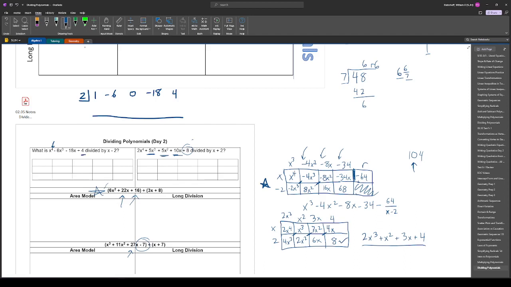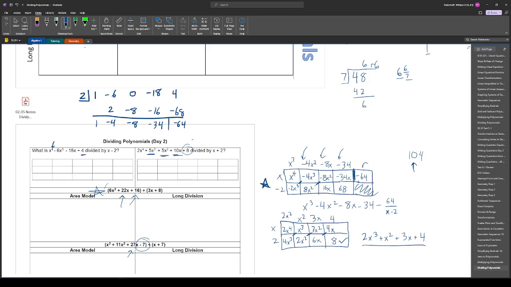Okay, so let's do the dividing. We bring down 1, we multiply that by 2, add those, -4, multiply by 2, -8, add those, -8, multiply by 2, -16, add those, -34, multiply by 2, -68, add those, our remainder is -64.